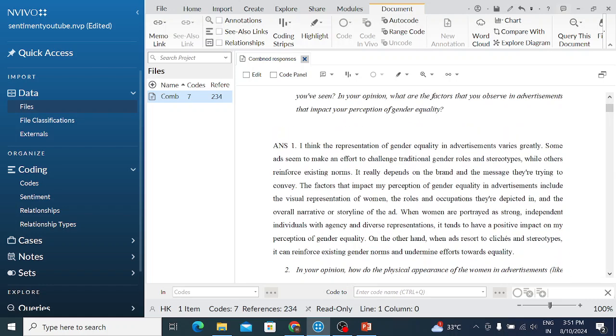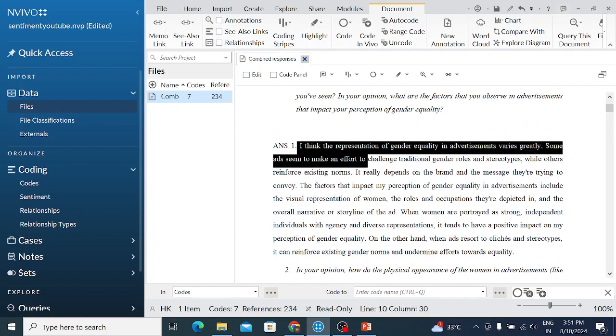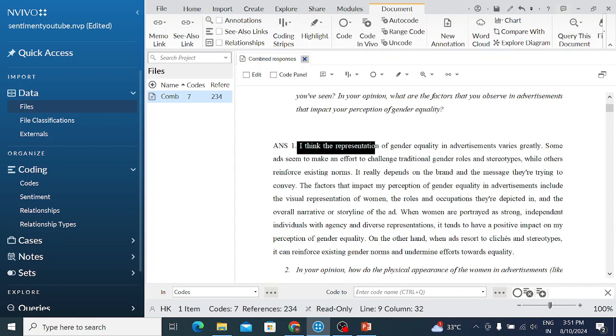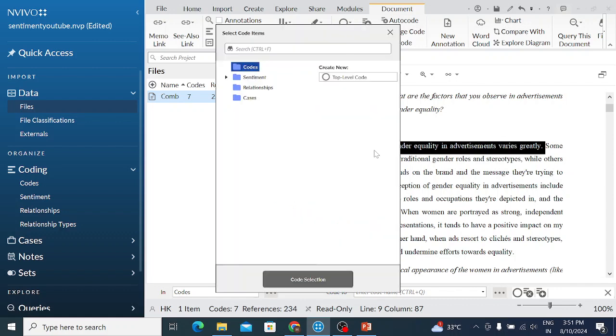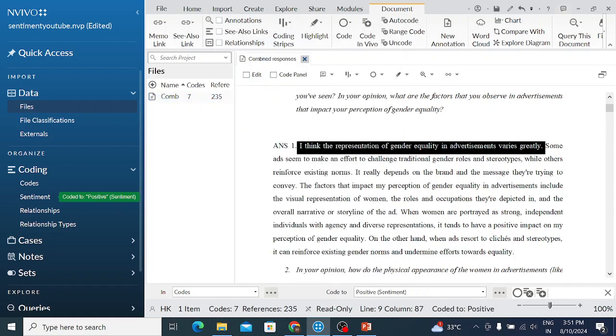Now, when you read this particular answer, "I think the representation of gender equality in advertisement varies greatly." So what you'll do is identify a particular text. For example, if I identify text like this, then I go for Control F2, as I explained in my previous video also. Then I go to sentiment, and then I identify whether the sentiment is positive, negative, or neutral. That is one, conventional way of doing it.